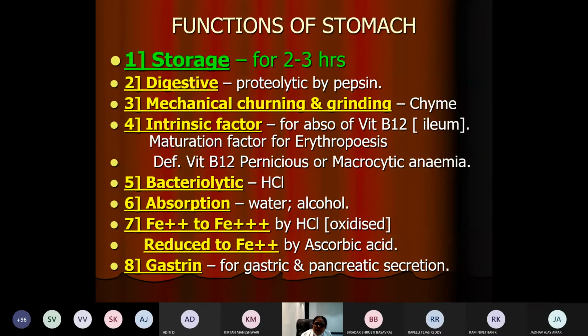What are the functions of stomach? Main functions: storage for 2 to 3 hours, digestive, proteolytic by pepsin, mechanical churning and grinding, that is a chyme. Intrinsic factor for absorption of vitamin B12, maturation factor for erythropoiesis.